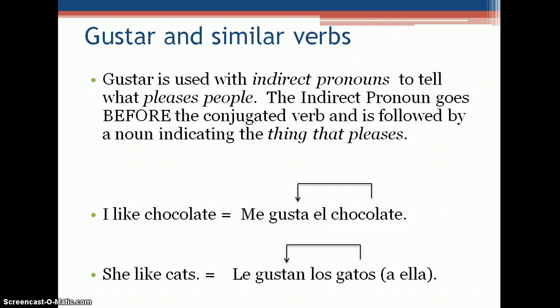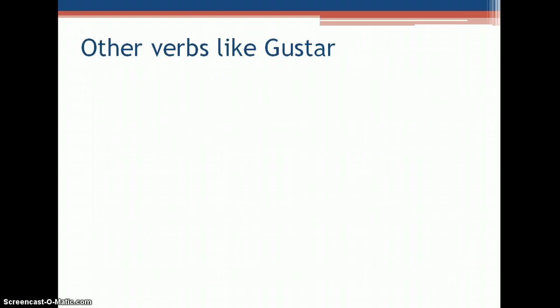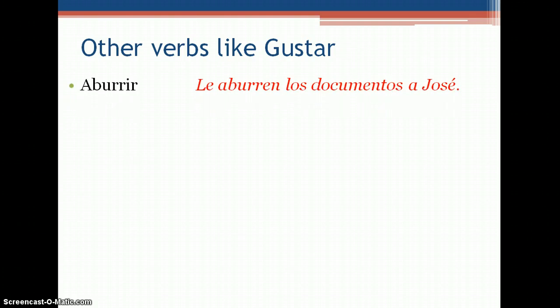She likes cats, le gustan los gatos a ella. Again, that would be cats are pleasing to her. And notice that I put a ella at the end. We can use that if we need to distinguish between who we're talking about, if we might be talking about more than one person, but it is not required. So there are some other verbs like gustar that I'm going to give you, and I've given you examples on how we use them. I'm going to say them the way that we would say them in English, not the literal translation. So aburrir, le aburren los documentos a José.